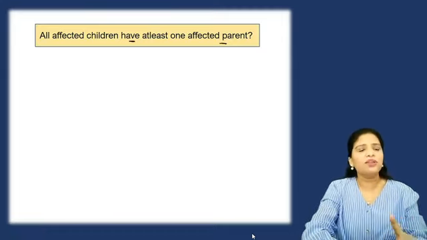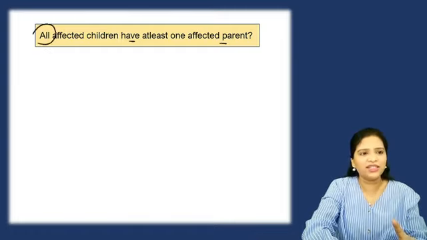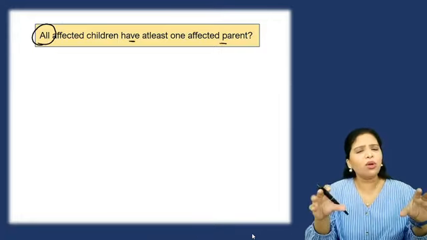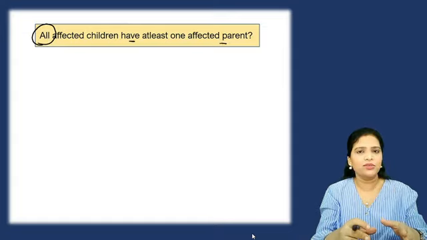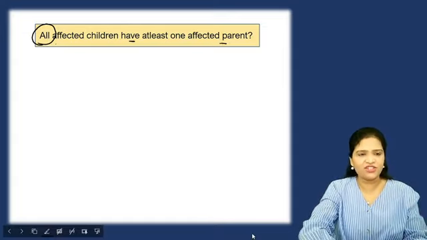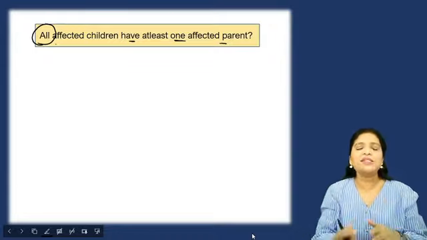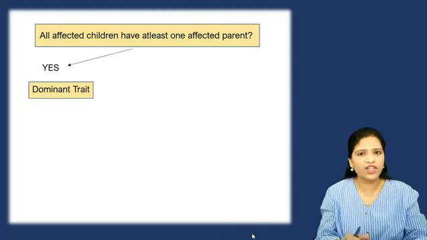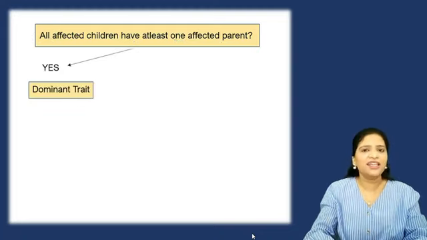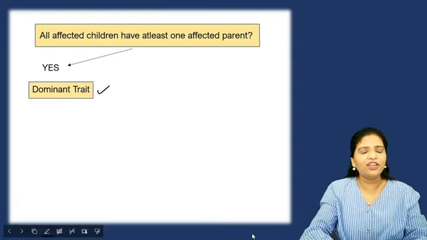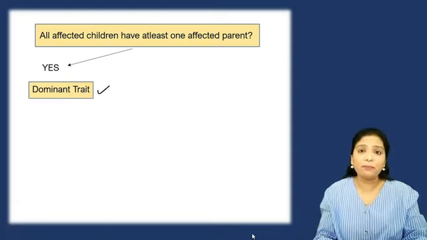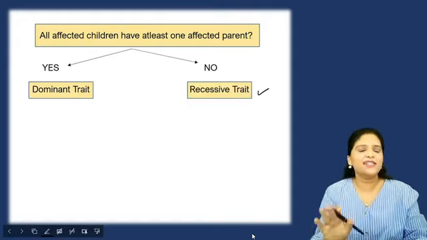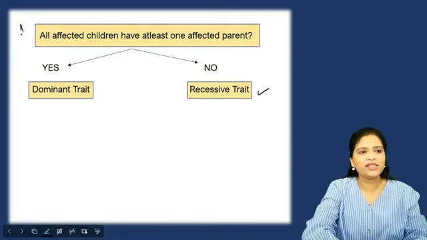Here you have to remember that the question has the word all. That means whatever affected children are given in the pedigree chart, you have to look at all the affected children, not just one generation, but all the generations. Do all the affected children have at least one affected parent? That means either father or mother, at least one of them should be affected. If the answer for this question is yes from your pedigree chart, then you can blindly say this is a dominant trait. Suppose the answer for this question is no, then you can say this is a recessive trait, right?